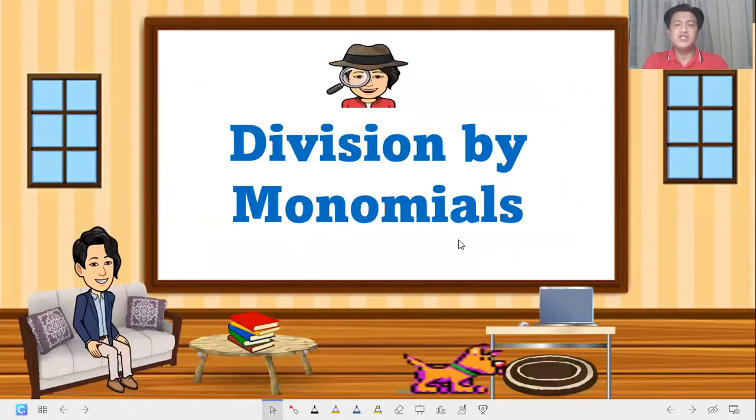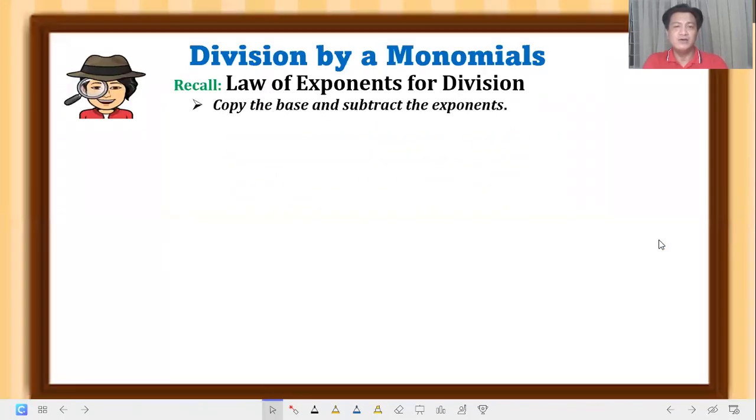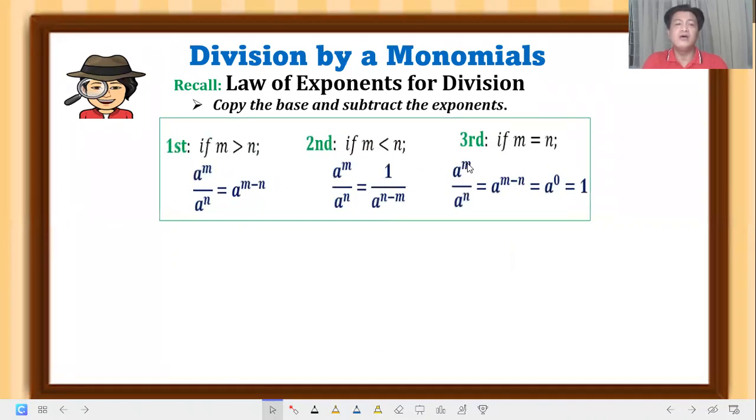So with that, division by monomials muna tayo. Okay, so dapat dito ma-recall po natin ang law of exponents for division. Sabi dyan, di ba? Copy the base and subtract the exponents. Meron po tayong tatlong conditions or cases. If yung exponent natin na nasa numerator ay mas malaki kaysa kay exponent sa denominator, just simply subtract lang natin. Okay, copy the base and subtract the exponent.